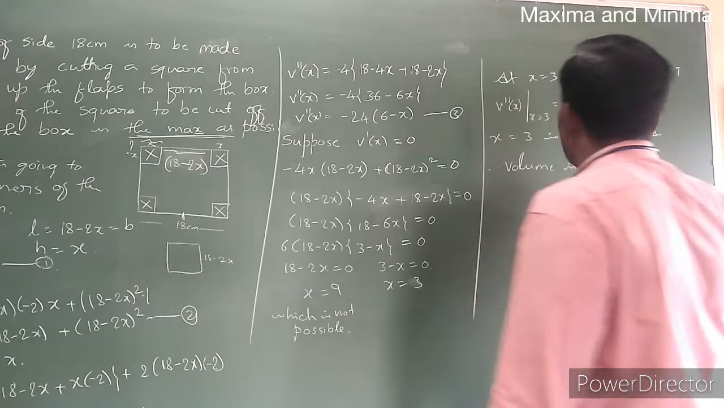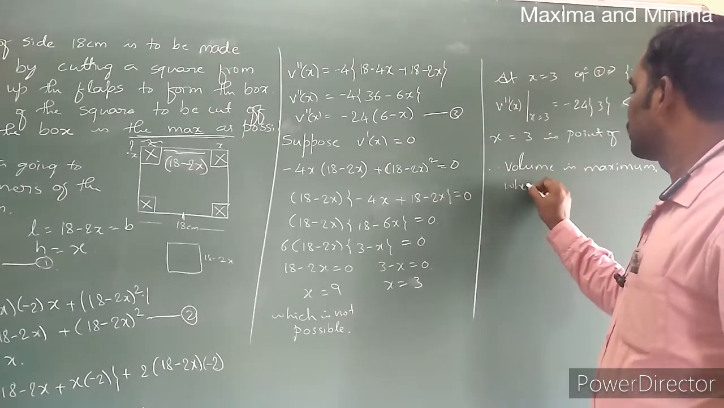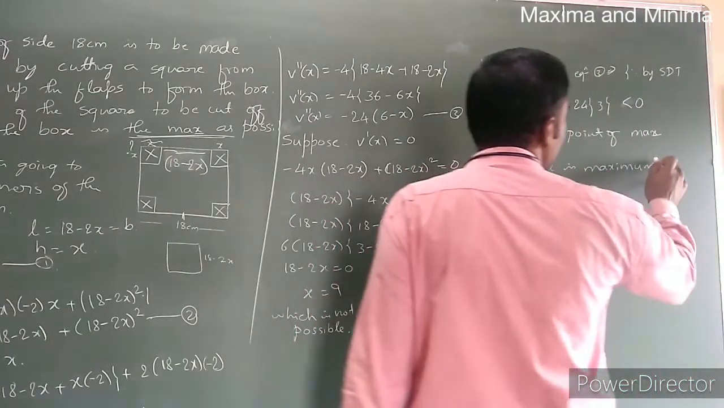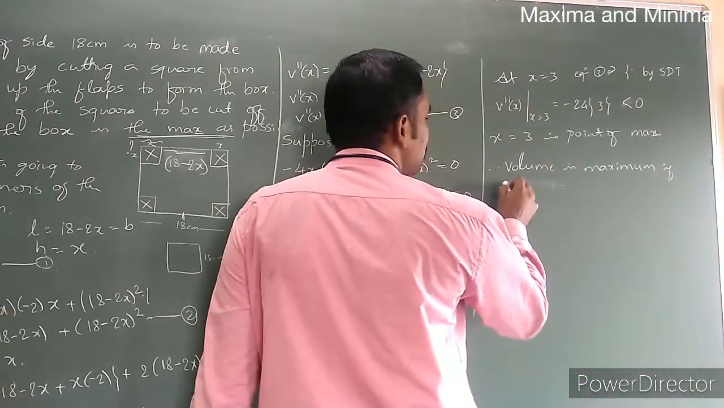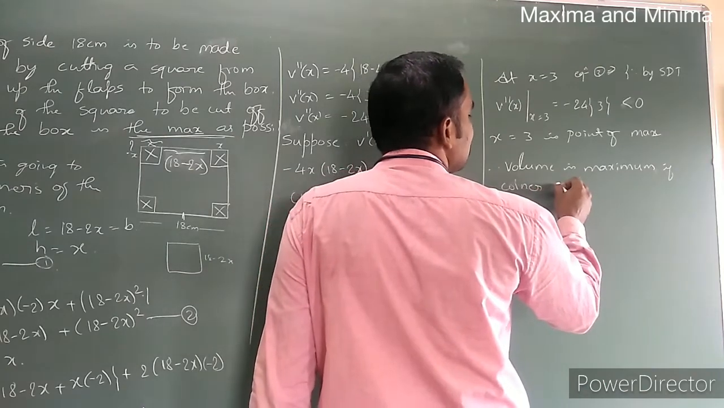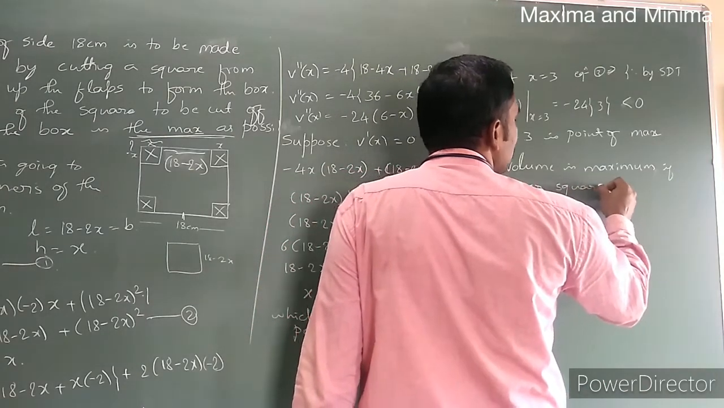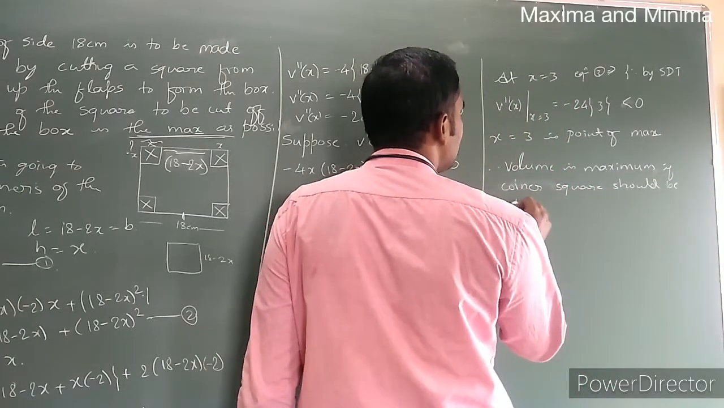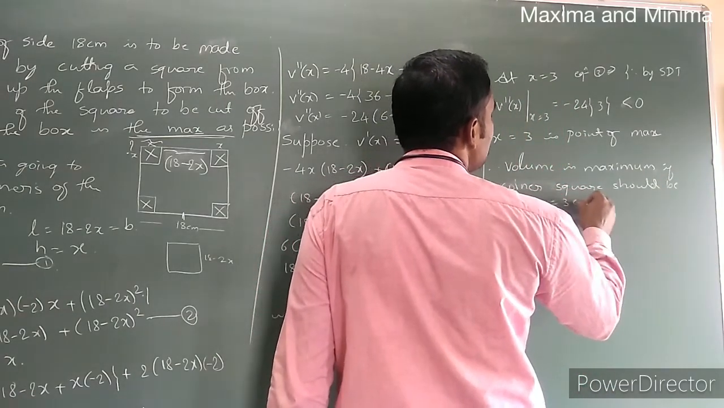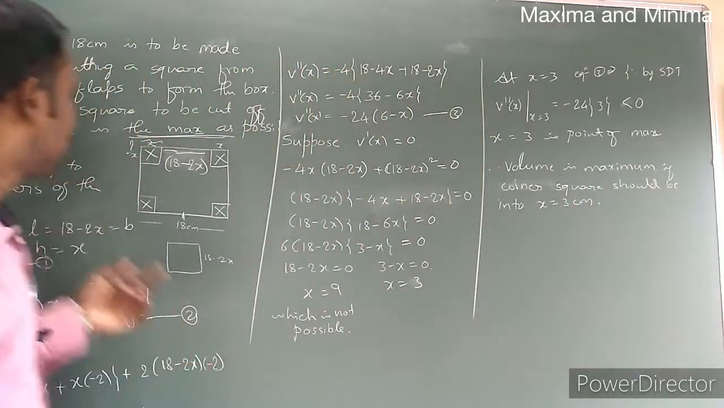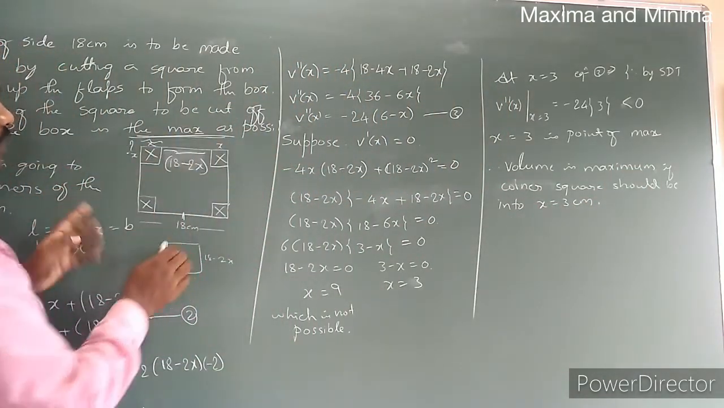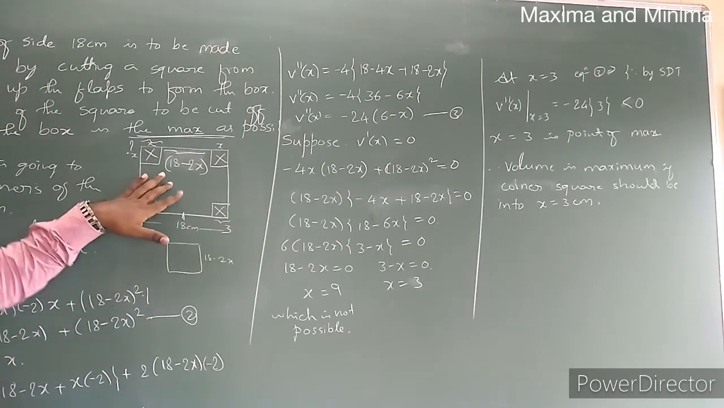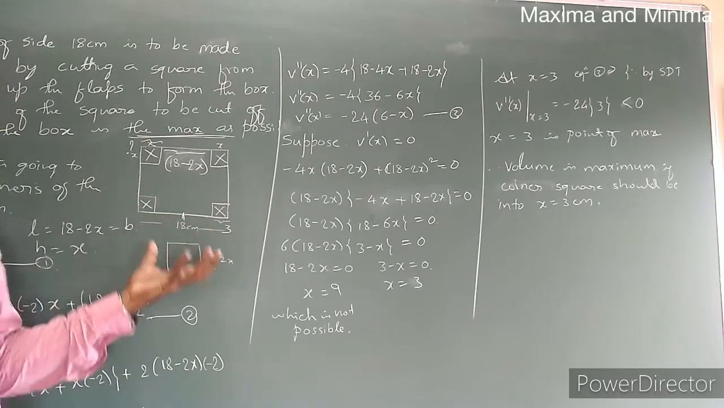Value is maximum when x is equal to, or the volume is maximum, if the corner square piece is cut to 3 centimeter. If the corner of the square thin piece is cut 3 centimeter, then in that case we'll get the maximum volume of the box.